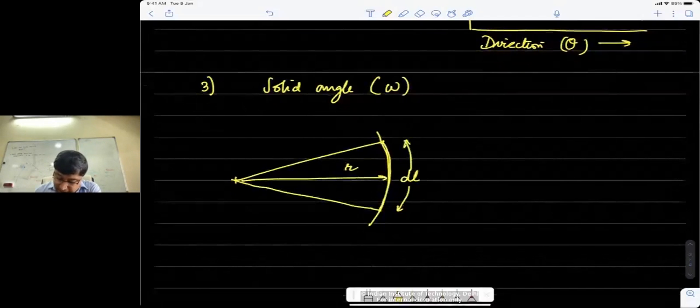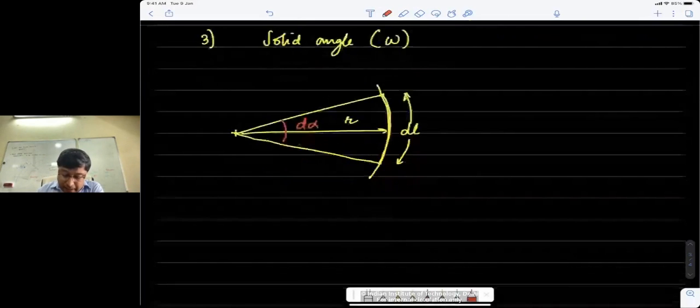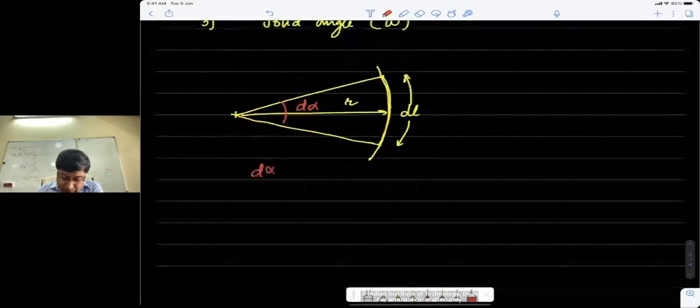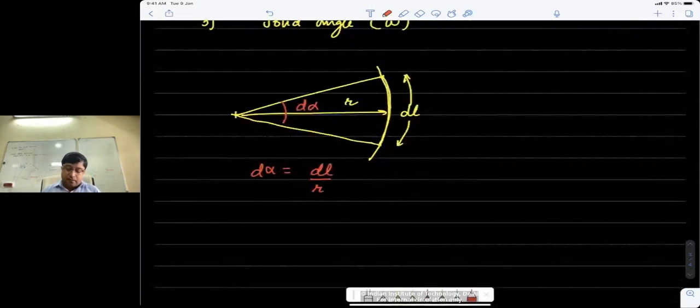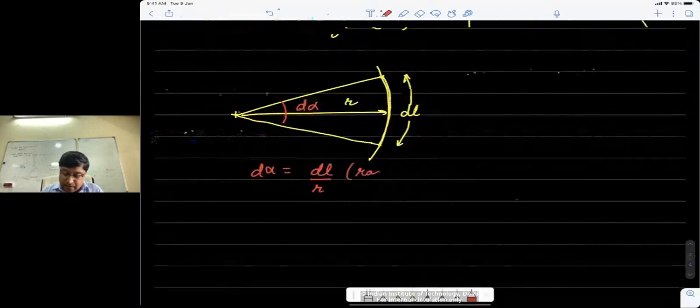In a plane, when we talk about this angle, which I can write as d alpha, we can write d alpha equals dl by r. That is the angle in a plane, which is the angle subtended by two rays in a plane. And we know that this d alpha has units of radians.